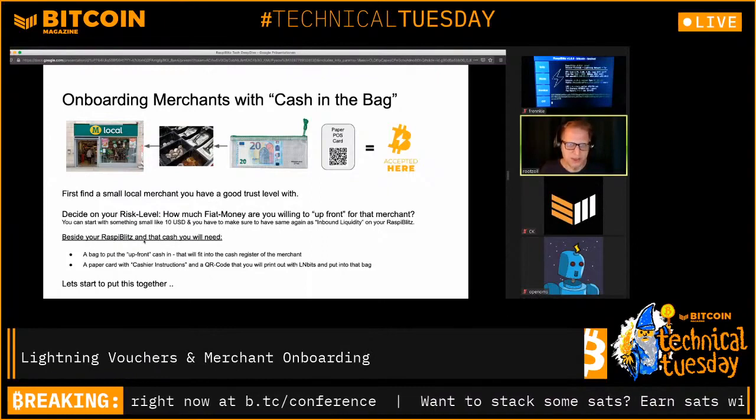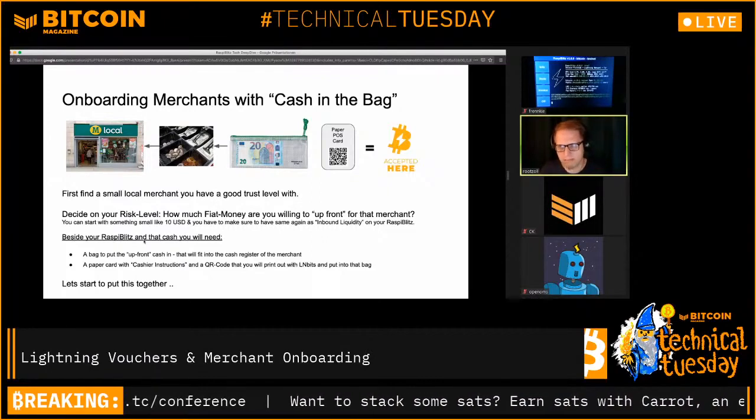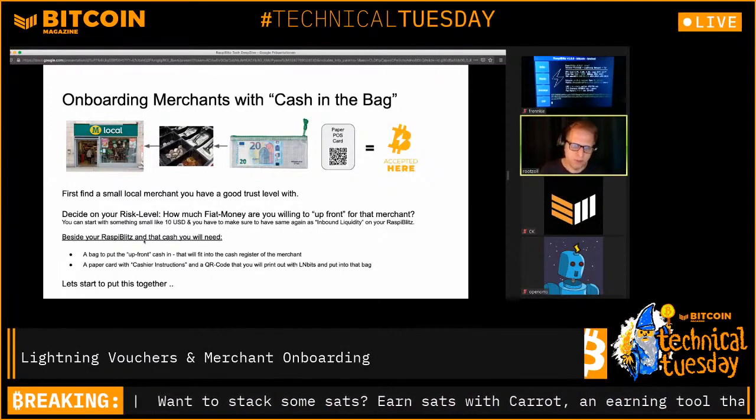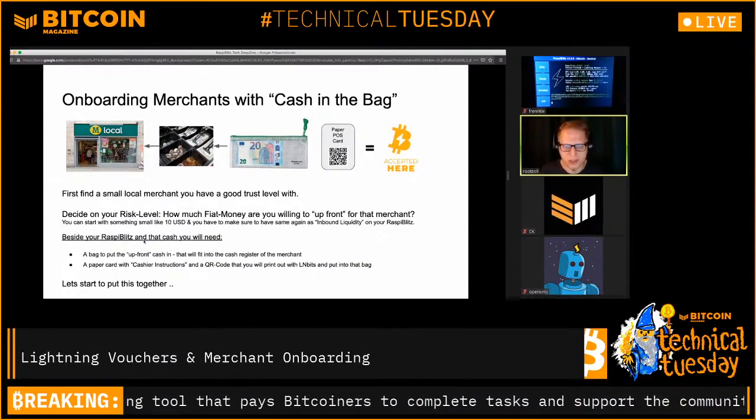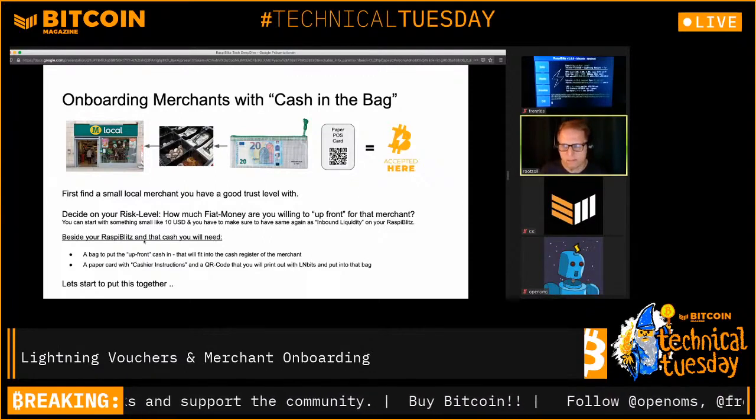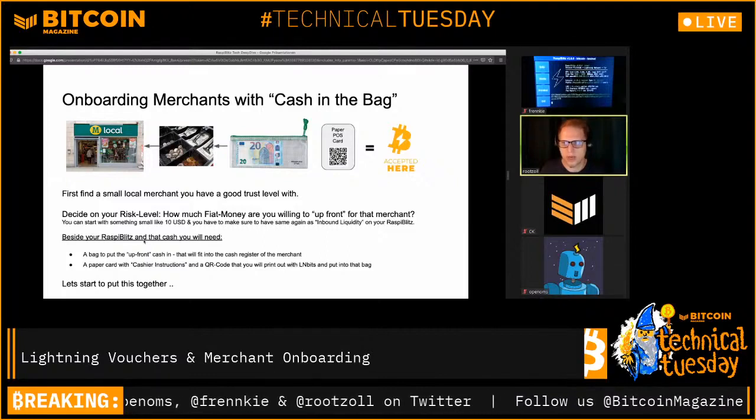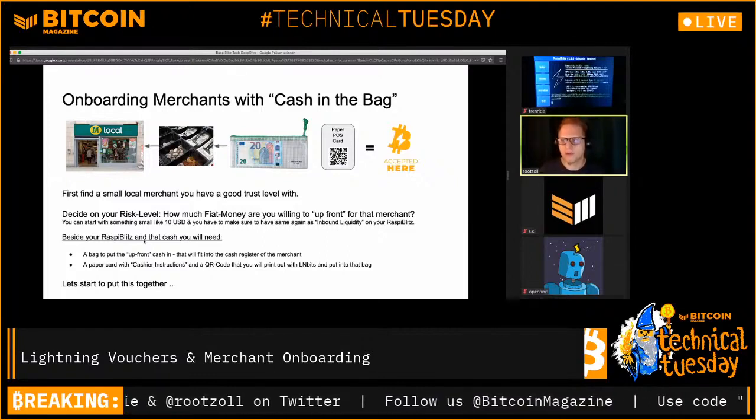Besides your Raspberry Blitz and that cash, you need a bag, but that's quite cheap. You put the cash in there, and the bag should fit at best in the register of the merchant. And you would need a paper card that we call the cashier's instructions, with a QR code on it, but this is also something you can print out with LNbits, so we'll show you in a minute. And this is all you need. So if you're willing to risk a little bit of cash here, or have a little bit of financial risk, and you have a Raspberry Blitz running, this is something for you, and you can invest in a bag. This is something to try out.